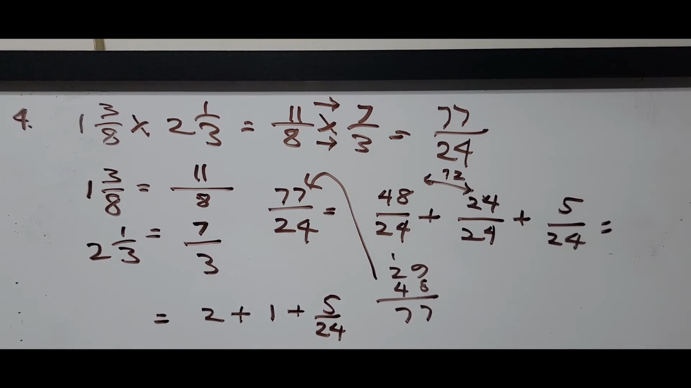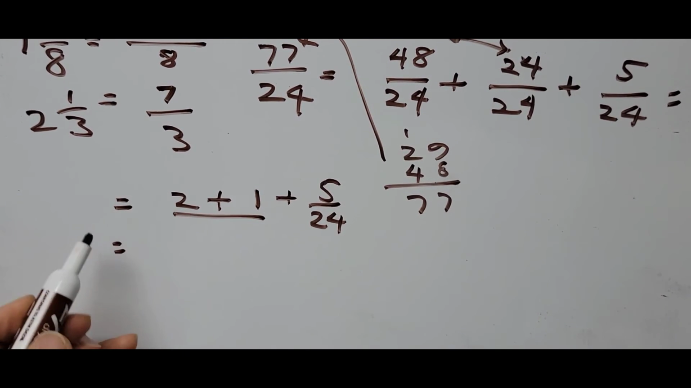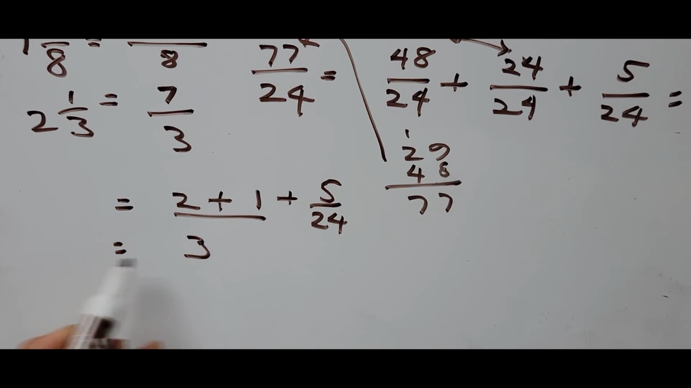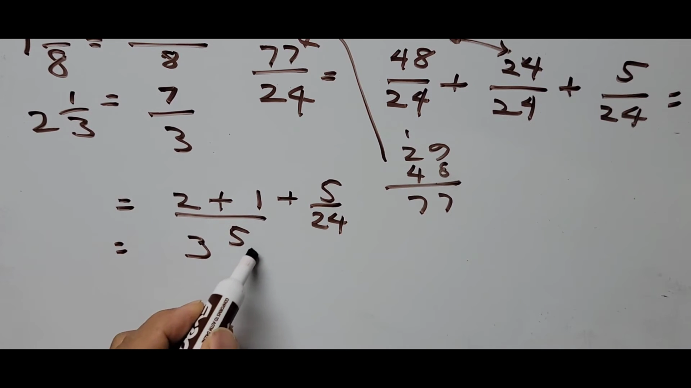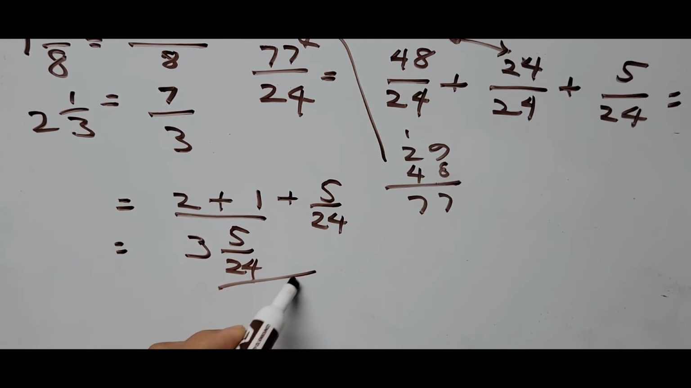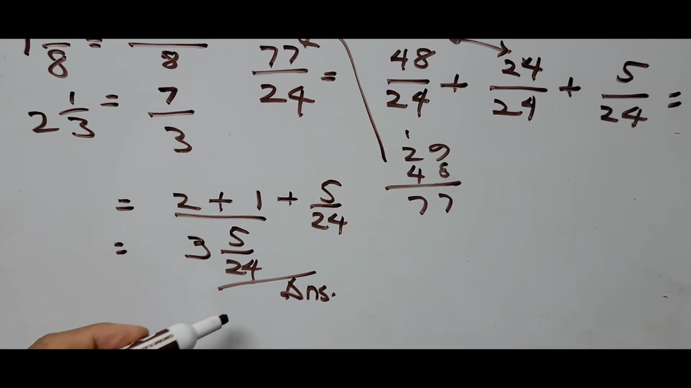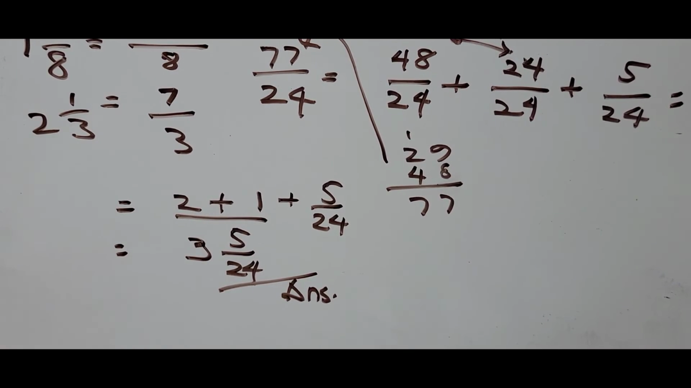Now we are here. All we have to do is add this up. So that is 2 plus 1 is 3. And add up that 5 and 24 fractional part. So that's the answer. That's 3 and 5 over 24. In here, there's a way to check our answer if it's correct.